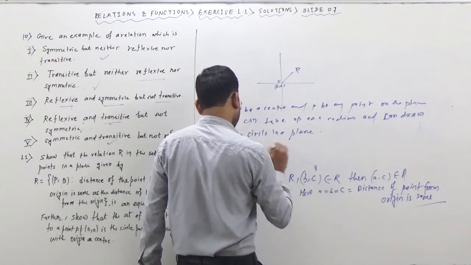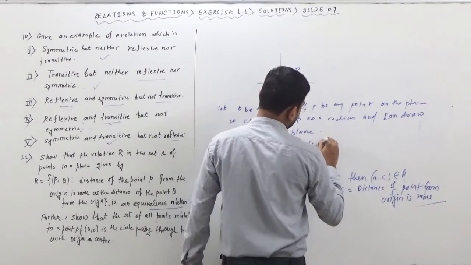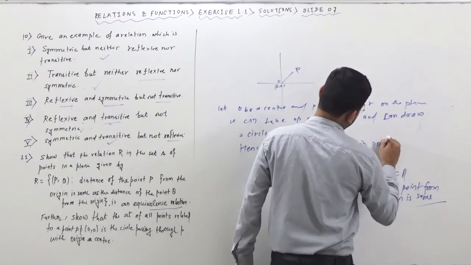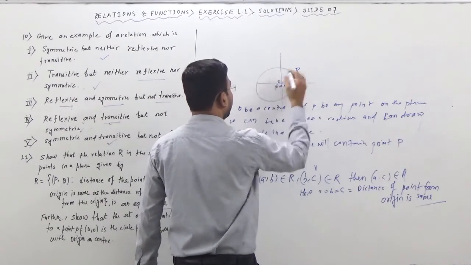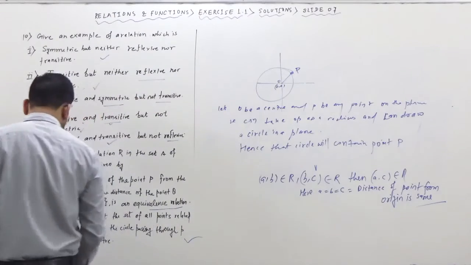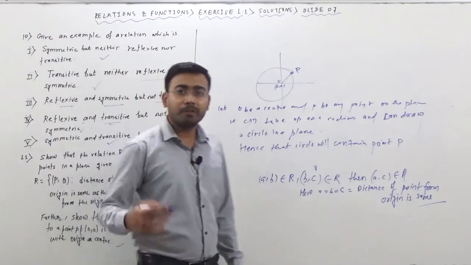Hence that circle will contain point P, isn't it? If we have taken OP as radius, then of course we will make a circle, and that circle will contain that point P. That's what it's saying. So in that way we can prove it, right? This is done for question number 11. Moving ahead to the next question.